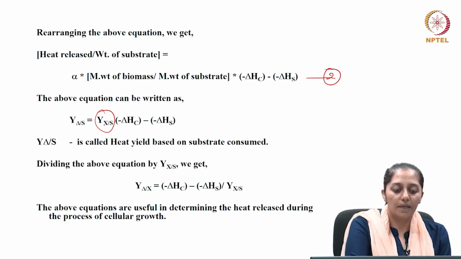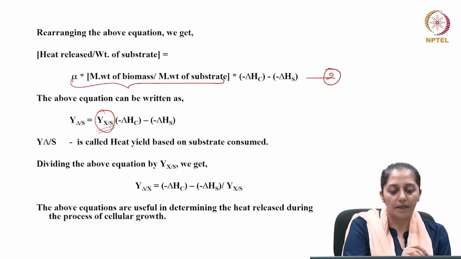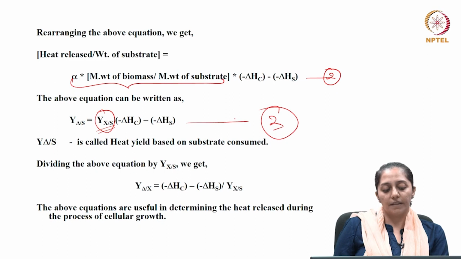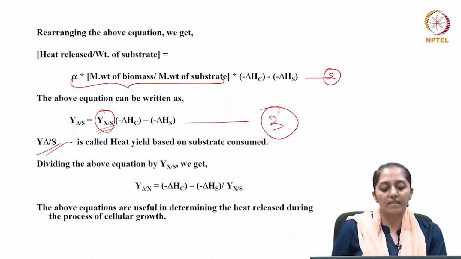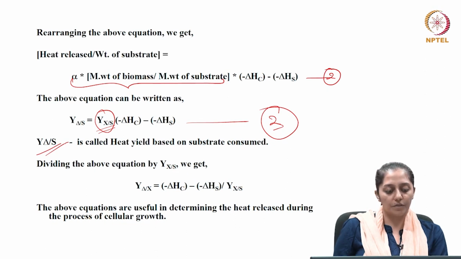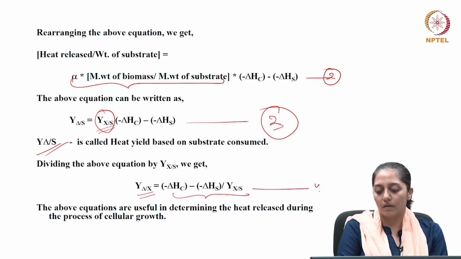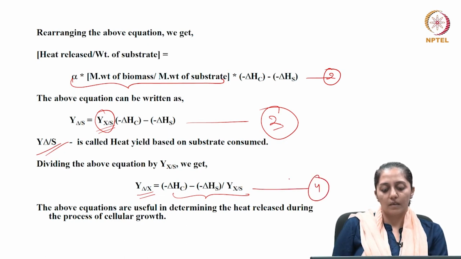So, then we have replaced this, which I am showing by a curly bracket, by Yx by S in equation 3 here. This factor is called the heat yield based on the substrate consumed. Now, if we divide equation 3 by Yx by S, then we will get heat yield per unit biomass produced, and the equation will be rearranged as shown in equation 4. Now, this can be useful in determining the heat released during the process of cellular growth.